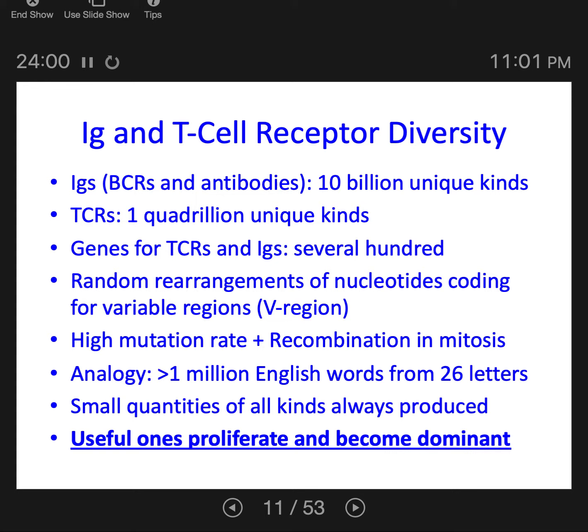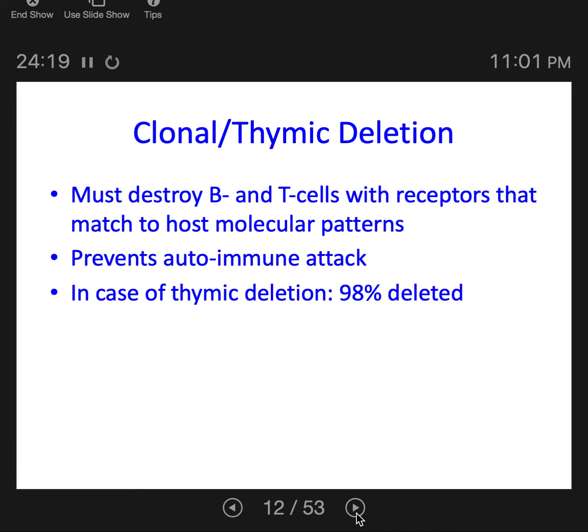So what happens is you're randomly generating receptor shapes. The ones that prove useful get copied and they stay in your body. And that's what gives you immunity. So the useful ones proliferate and become dominant. Like I said, we'll come back to that a few times before these lectures are over.